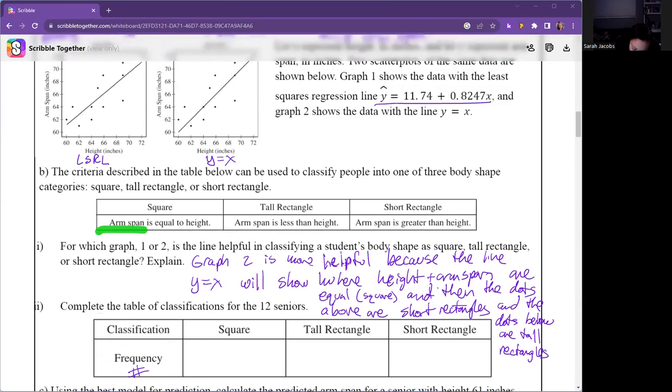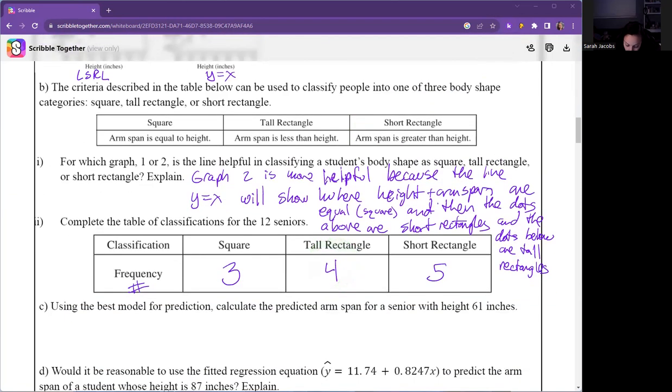All right, so for square, arm span is equal to height. If I look, I've got 1, 2, 3 right on the line. So there are 3 square seniors. Then, so right here, the arm span was longer than the height, greater than the height. So there are 1, 2, 3, 4, 5 instances of that, and that's a short rectangle. And then 1, 2, 3, 4. The ones below would be tall rectangles. You could also say, well, this makes 8, and to get to 12 seniors, we'd have 4 left.